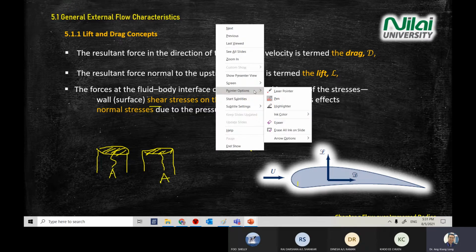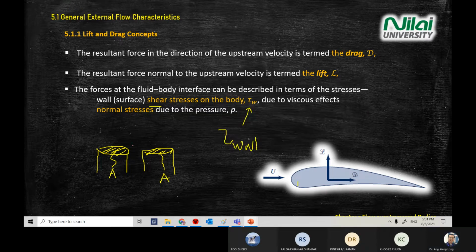Let's say you have two forces. The first scenario, if the force is 90 degree to the area, in this case we call it normal stress. With this force F and area at 90 degree, normal stress will be force divided by area. Another one, we call it shear stress.